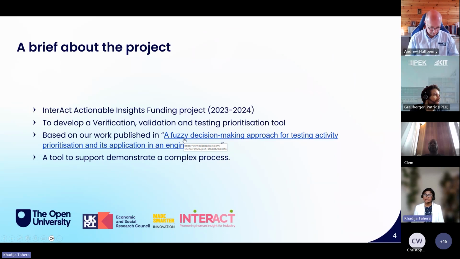So the background for this is something I need to mention. This tool is not a commercial tool. This is a demonstration tool where the method I have developed will be demonstrated in a simple form using this tool. So please don't be disappointed by the simplicity of the tool.